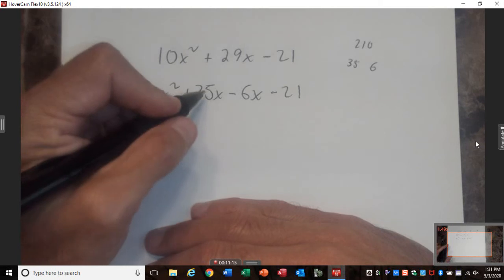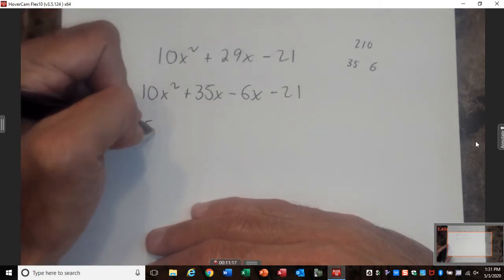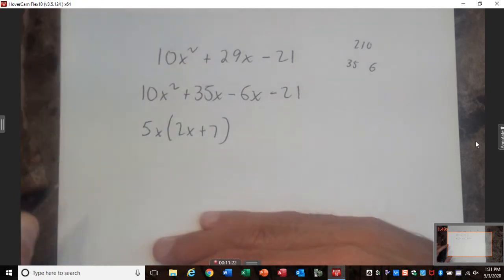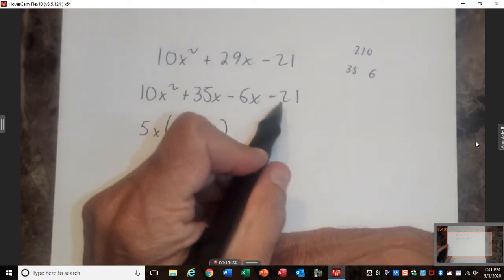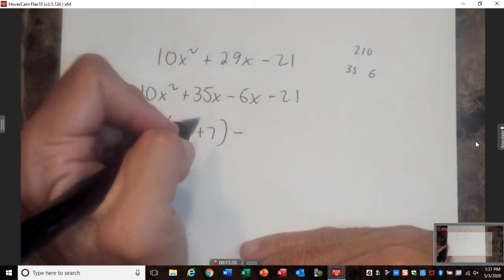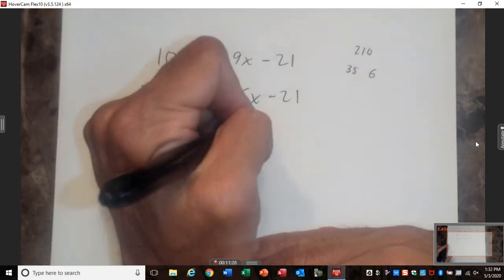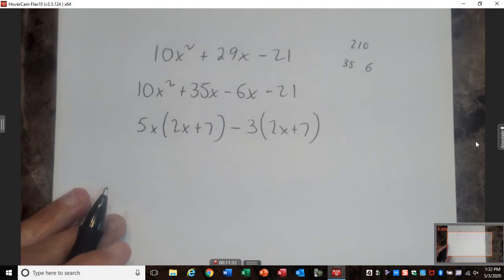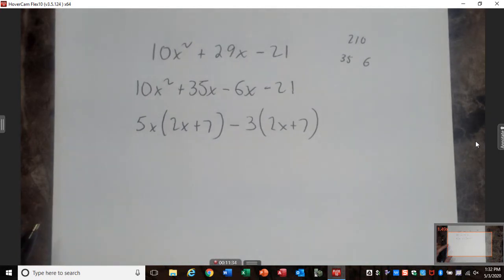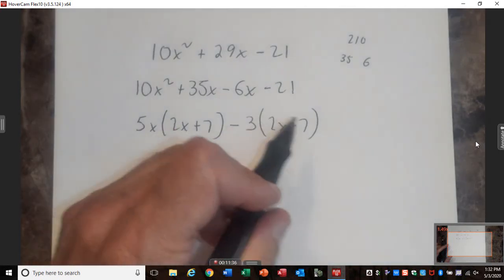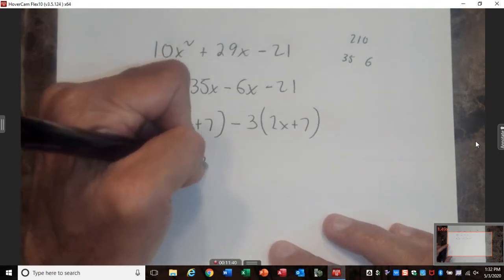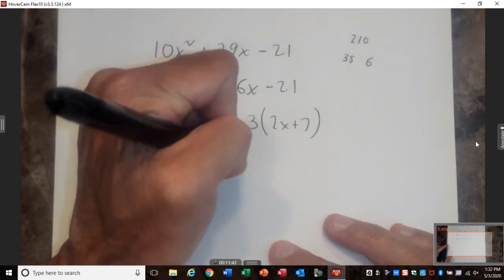Okay, what's common here is going to be 5x, and you're going to get 2x plus 7. And what's common here, these are both minus, so you want a minus here, minus 3, right? And you're going to get 2x plus 7. Do the math, I promise you'll see it. Distribute the negative 3, you'll see it. So you're going to get 5x minus 3, and then 2x plus 7.